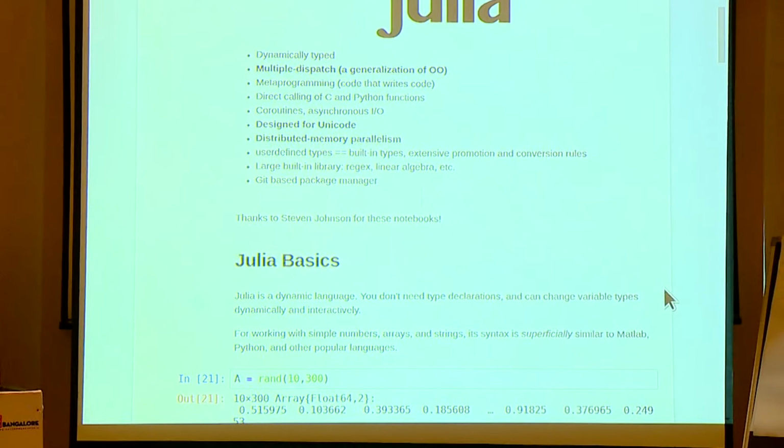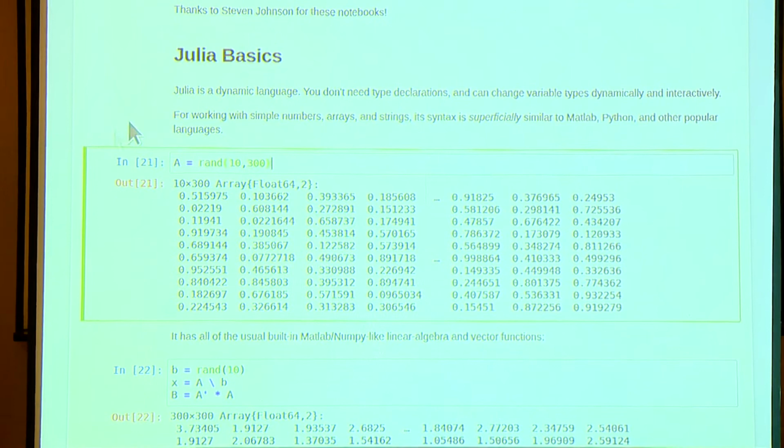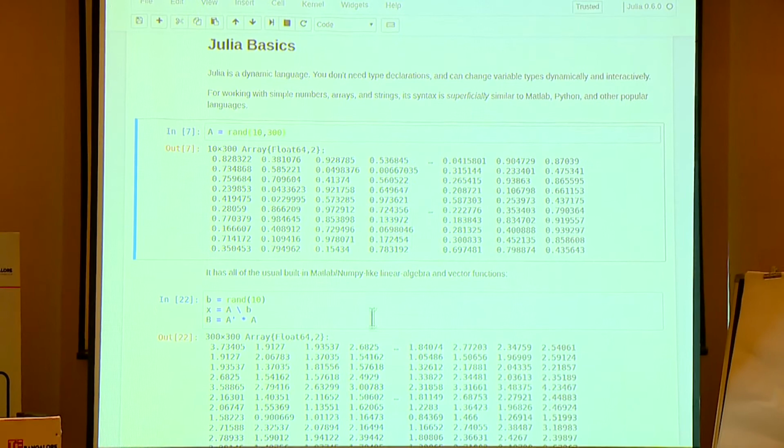Anyway, I will start off with the basics. This is what Julia code looks like. The first line of Julia code is A equals rand(10, 300). This creates an array which has 10 rows and 300 columns. You see these dot dot dots, that means there are more columns, but these are random numbers created like this. And we have the normal mathematical operators.